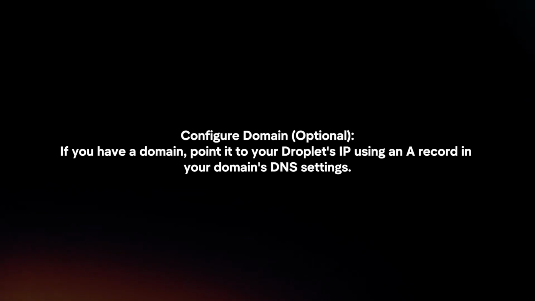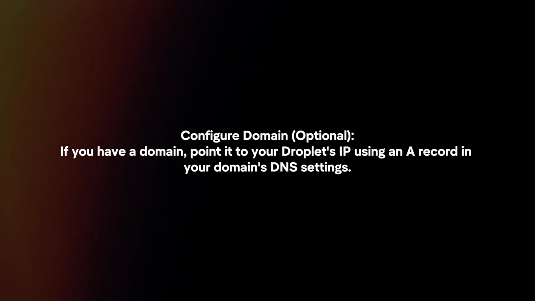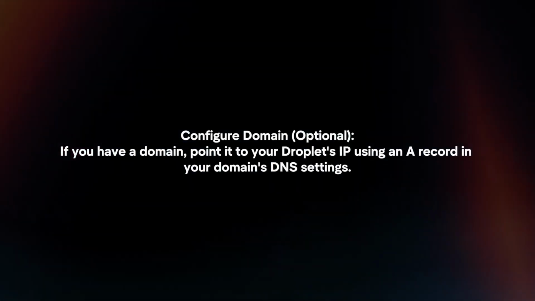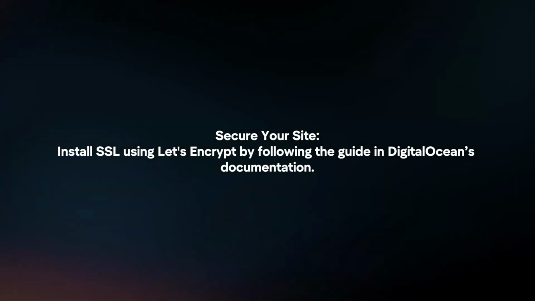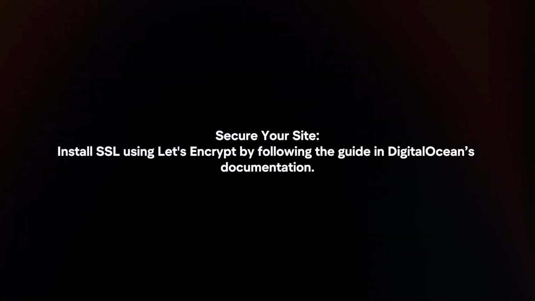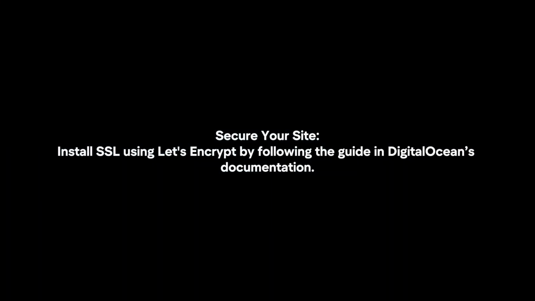Configure domain. If you have a domain, point it to your droplet's IP using an A record in your domain's DNS settings. Secure your site. Install SSL using Let's Encrypt by following the guide in DigitalOcean's documentation.